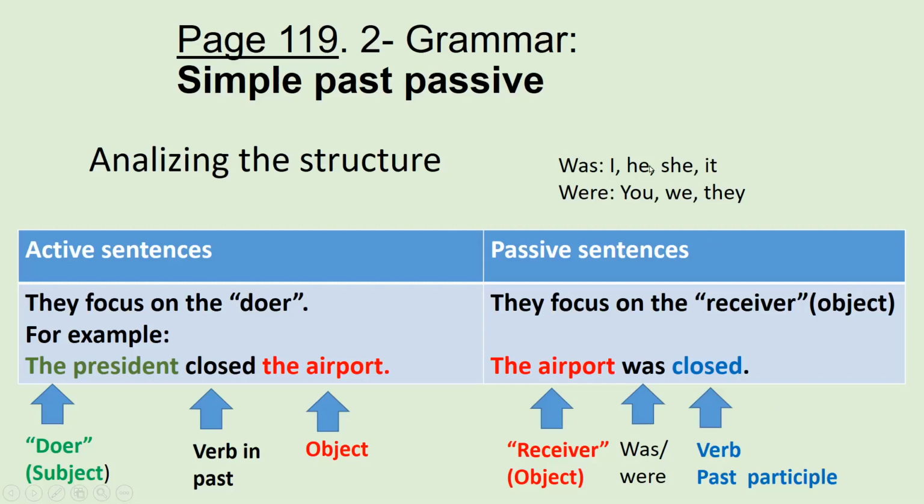So, I just want to mention, you need to pay attention that was or were depends on this. We're going to use was if we use I, he, she, or it, or were with you, we, and they. So, for example, it is the airport, and it would be they if you're talking about the plural, the airports.